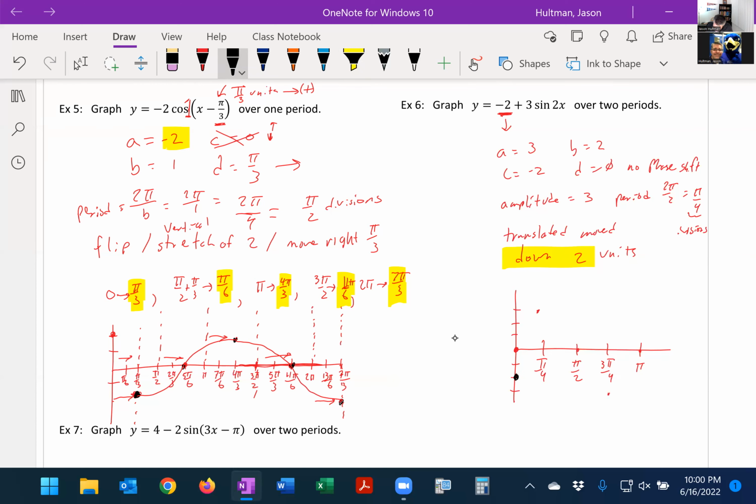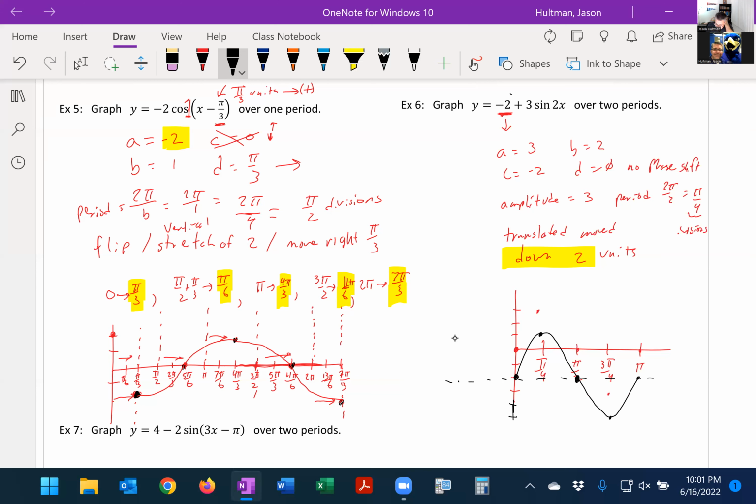So I'm going to shift this one down 2. I'm going to shift the next point down 2. I'm going to shift this point down 2. So it's about there. And then this point goes down to -5. This goes down 2, and then this one goes down 2. So we can see that our midline became -2, which should make sense.